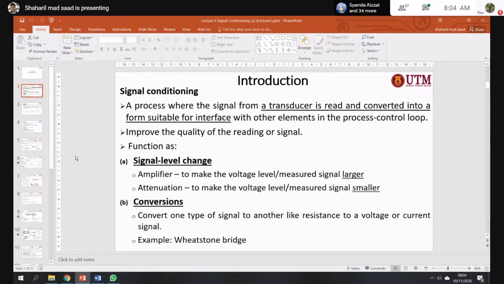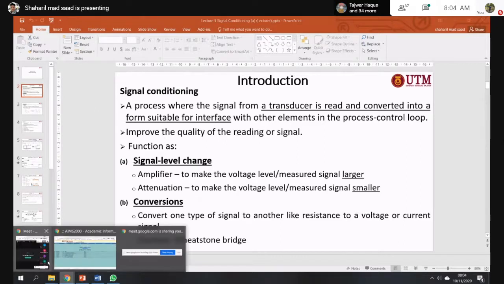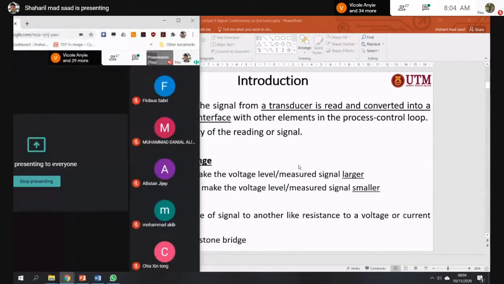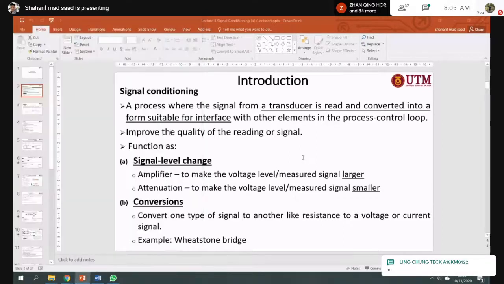Introduction, signal level change. Have you learned this topic before? Because I have two sections today and also tomorrow, I'm quite confused whether I have taught this topic before. Ada tak saya pernah ajar topik ni? Belum lagi? Not yet? Okay, good.